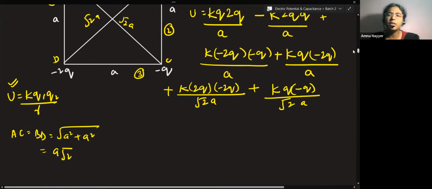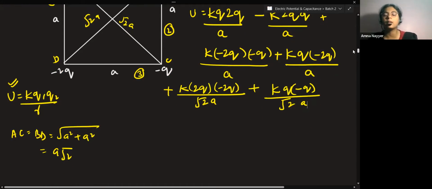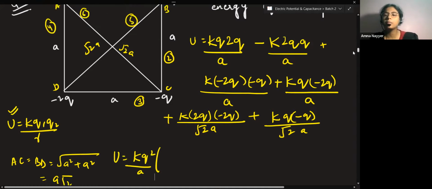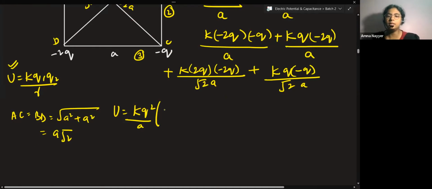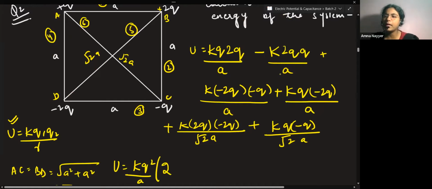So see, instead of writing this, we can do one thing. We can take KQ square by A common. Then it will make our calculation easier. So if I take KQ square by A common, let's see what is left. From here, only 2 is left. Only 2 is left. From here, I have taken KQ square by A common. So minus 2 is left.